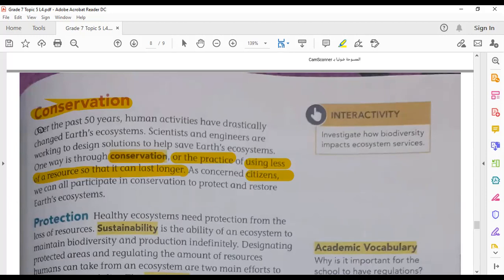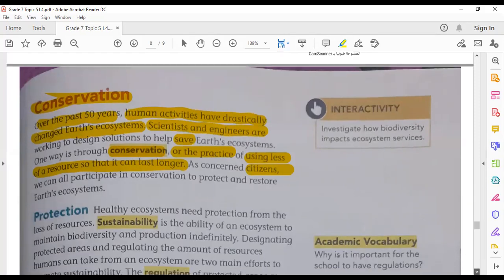I forgot to tell you that over the last 50 years, human activities have drastically damaged or changed Earth's ecosystems because of our greed, because of overusing resources. Scientists and engineers are now working to design solutions to help save Earth's ecosystems. One of these solutions is conservation.